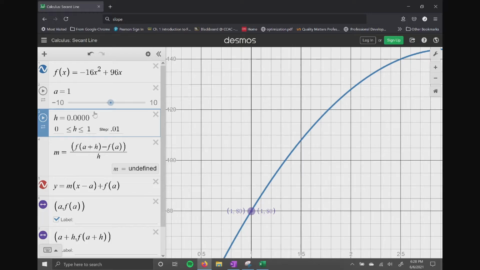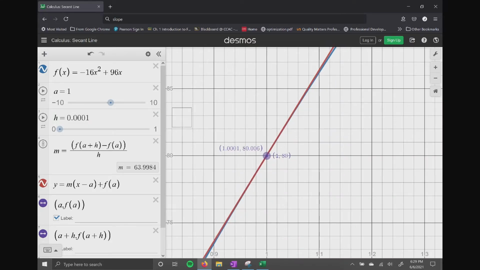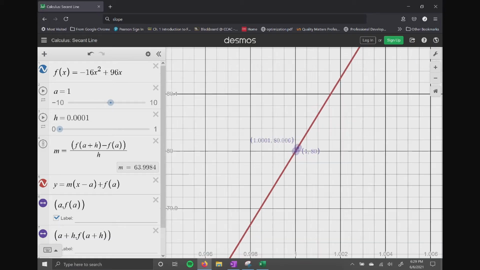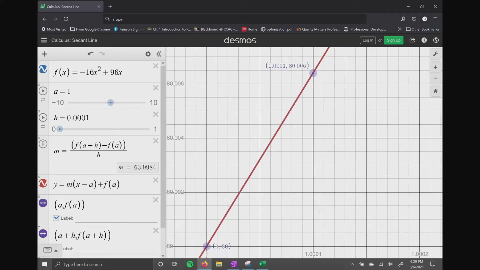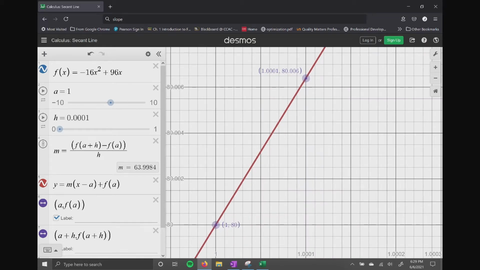Now, if I made my step size even closer to 1, let's say 0.0001, oh, too many zeros. How about that right there? Look how close those two points are. If I zoomed in, it's not even going to help us because it starts to look like we just have a straight line. We know that's a curve. And most importantly here, the slope of my average velocity right now is 63.9984. If I were to round that to a whole number, I would just say that's 64.